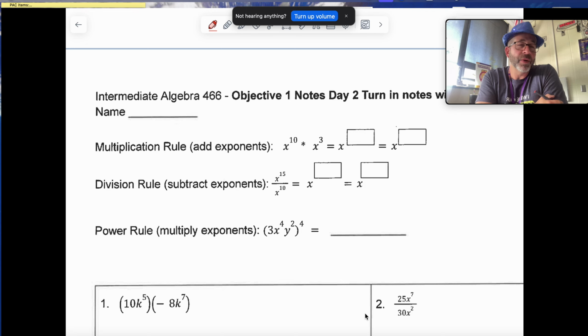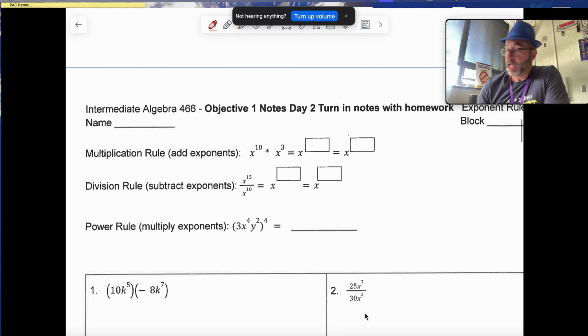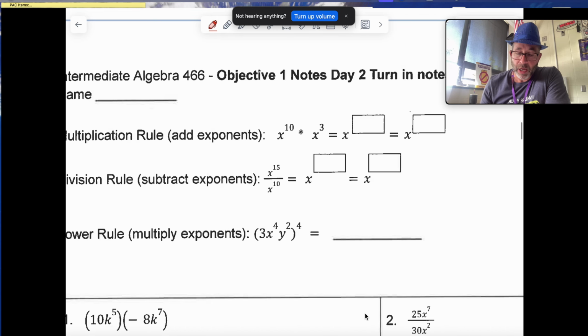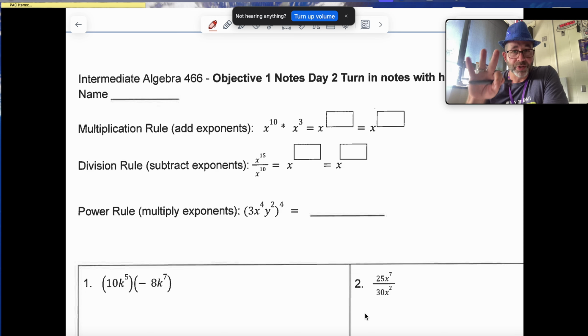Anyways, so today we're doing the second day of notes, and let's review the rules first before we actually get moving with this. There are three rules that we need to remember, technically four if you include the zero power rule. With multiplication, remember that the rule was you take the exponents and you're going to add those two together.